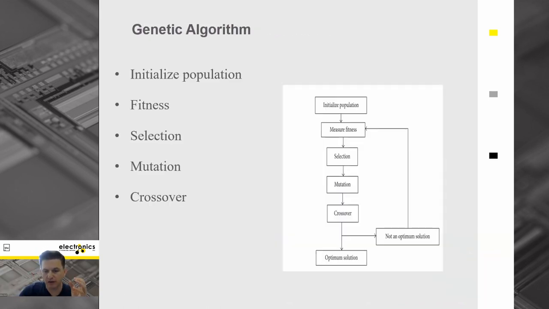Now the optimization and model controller section. I will keep this part short so that my presentation time does not get too long. The main flow parts of the genetic algorithm are shown in the figure. These are initial population, measure fitness, selection, mutation, crossover, and finally the optimum solution.